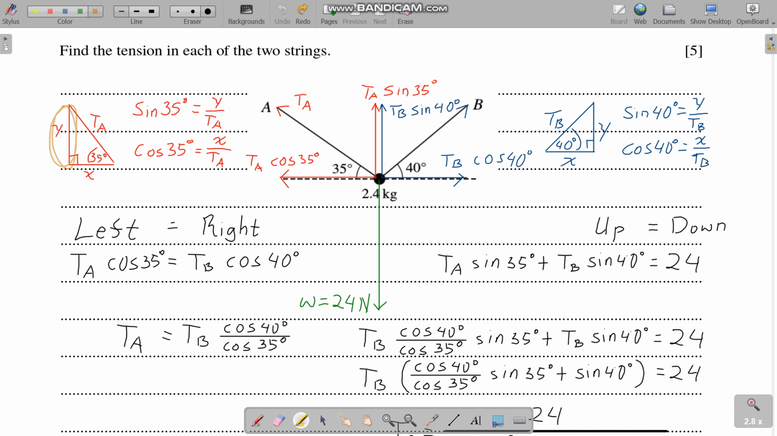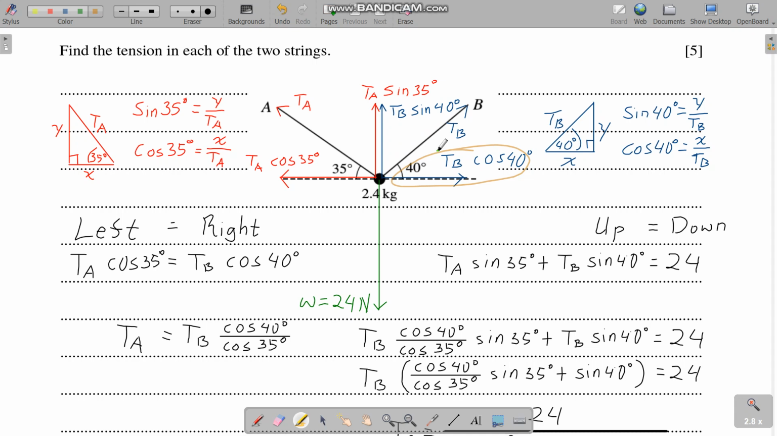So this vertical length is TA sine, and the x is TA cos, so the horizontal component is TA cos, and the diagonal in this triangle is TB, tension B. We draw this triangle, again we label them something, and then we use sine and cos. We can split this TB into TB sine and TB cos.